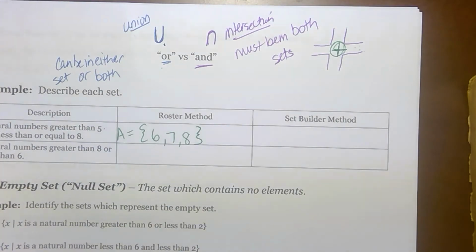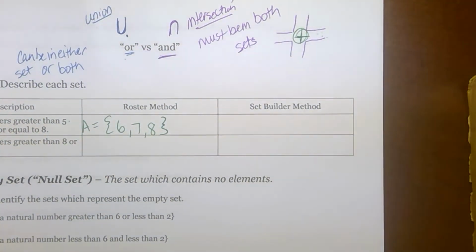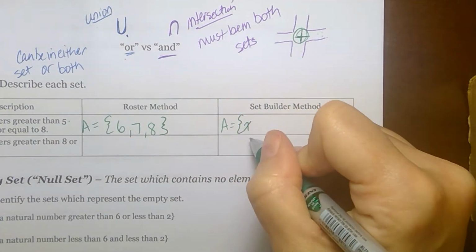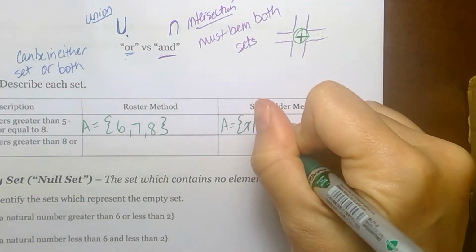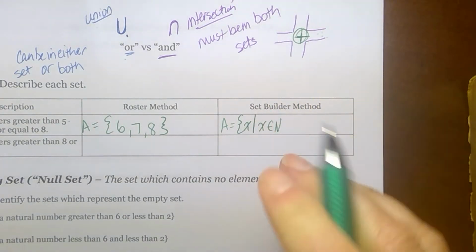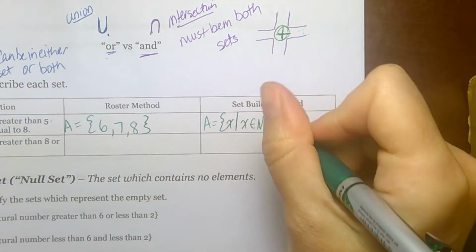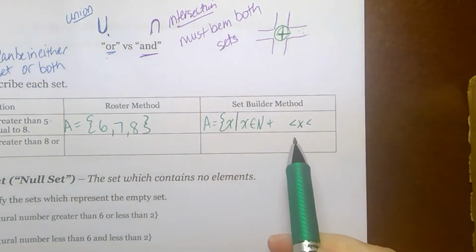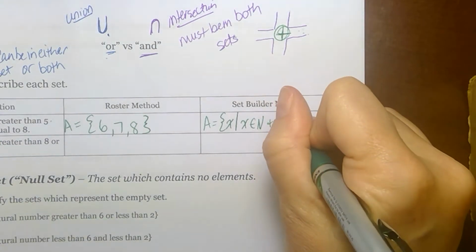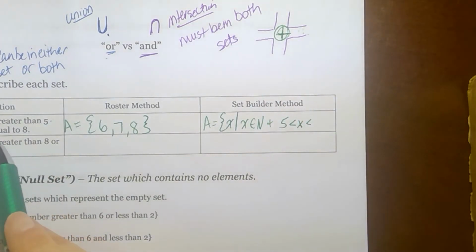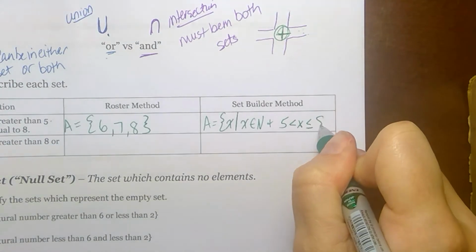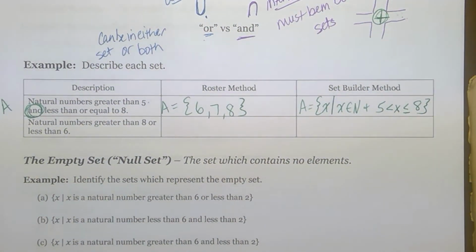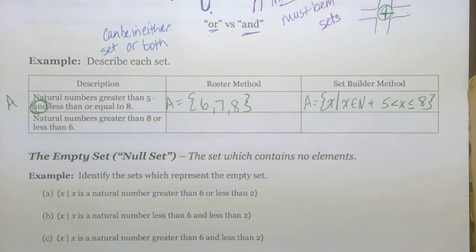So that's my roster method. Let's do set builder method for A. Set A is the set of all elements X such that, well, we know that X is a natural number. We were given that. And then we have this compound inequality because we have two limits. My lower limit is greater than 5, so there's my 5. My upper limit is less than or equal to 8. So there's my set builder notation for that set A. Let's do the next one as set B.